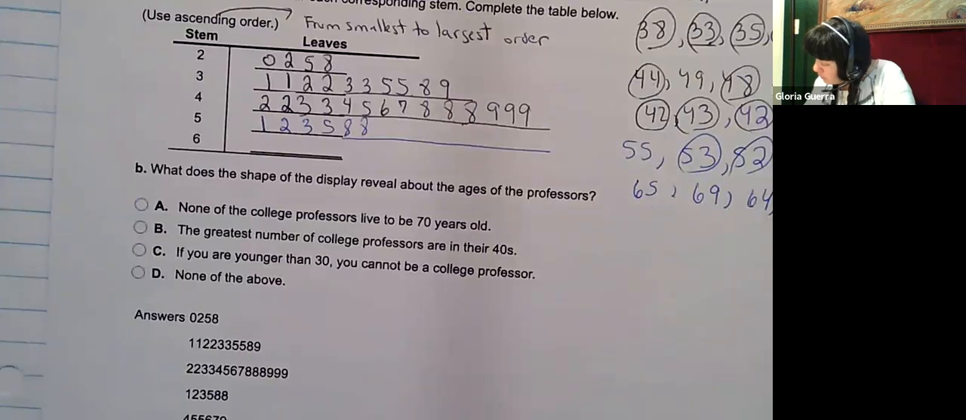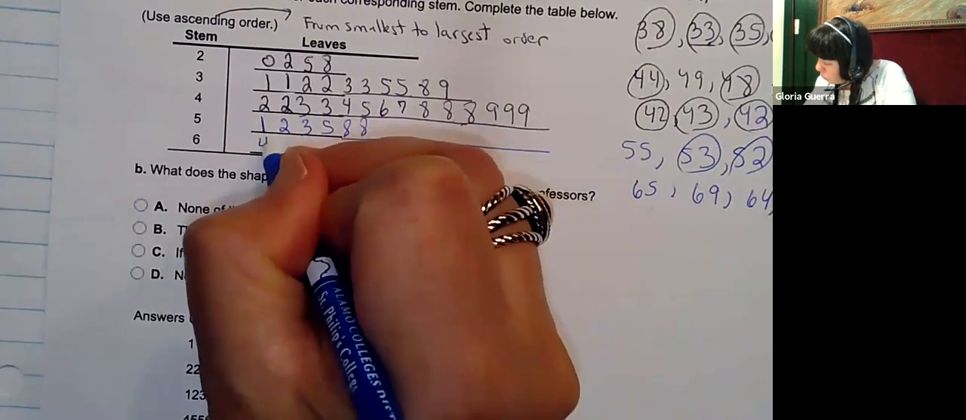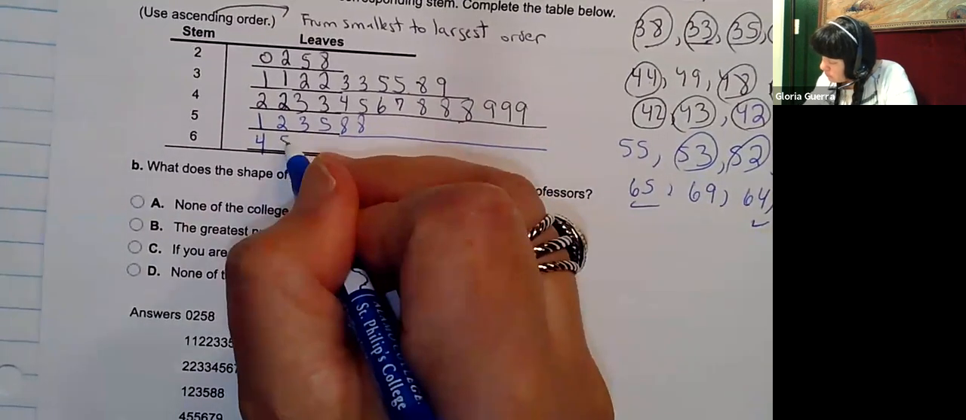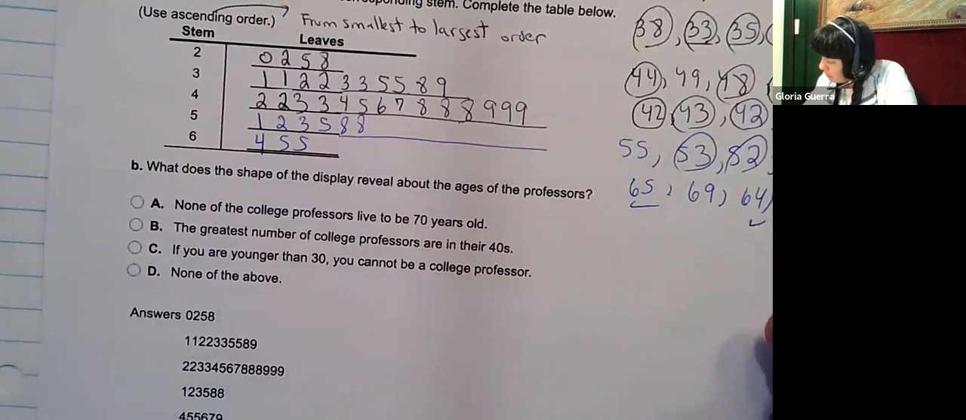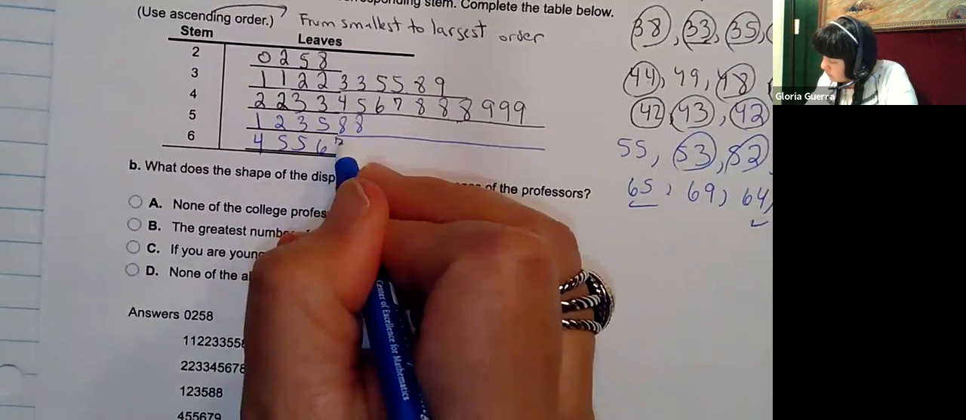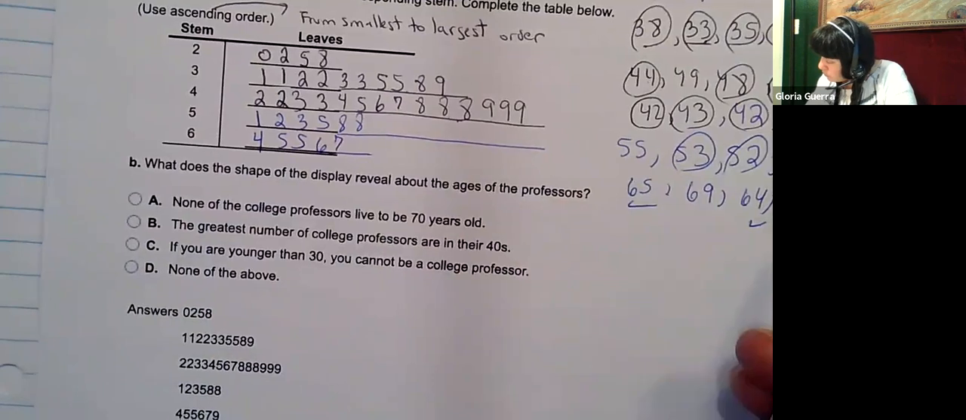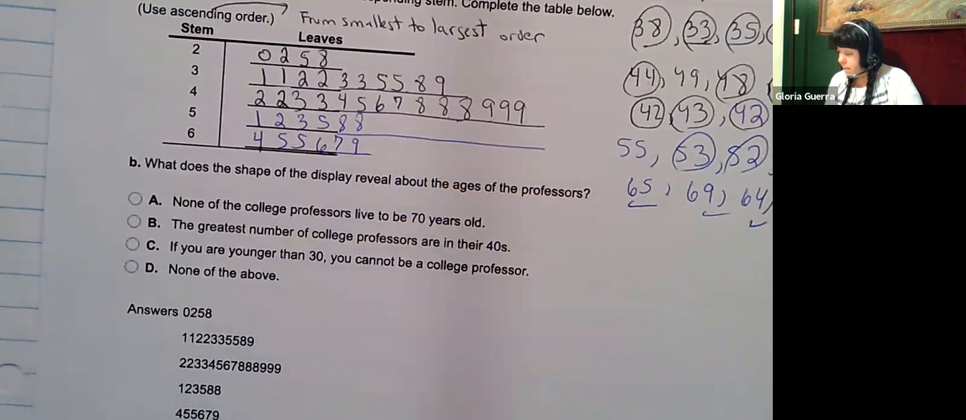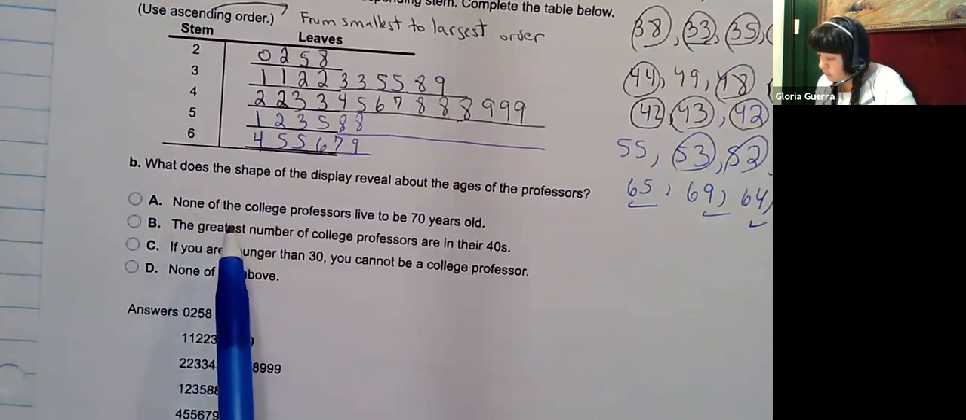So a 64, two 65s, 66, 67, 69. Good, that does check out. Okay, good. So now we need to answer some questions about the data.